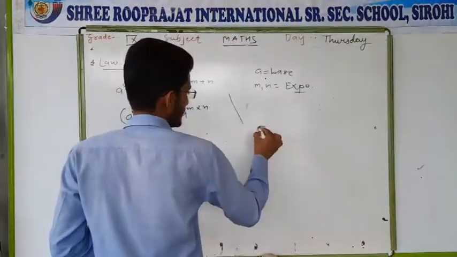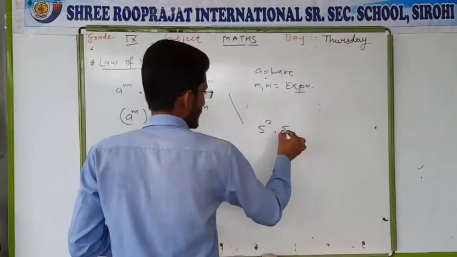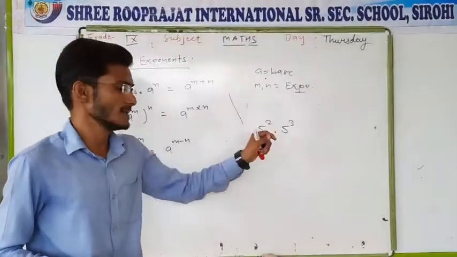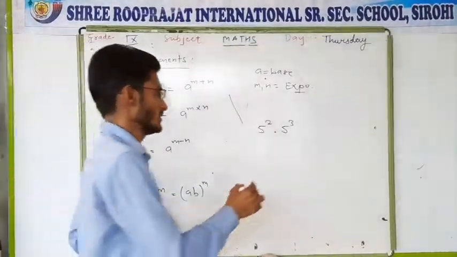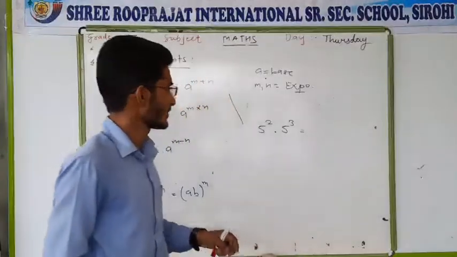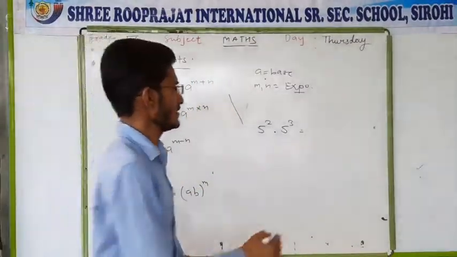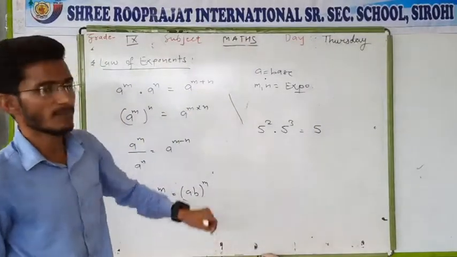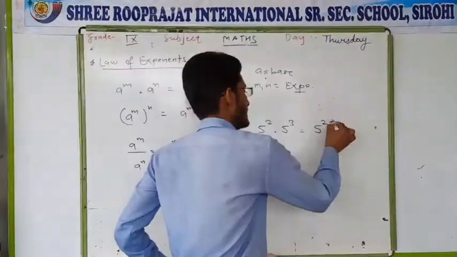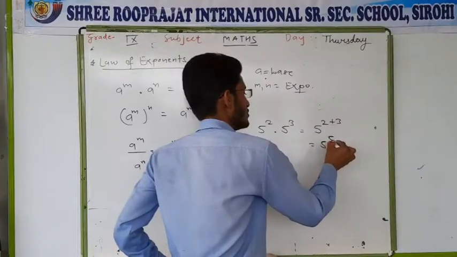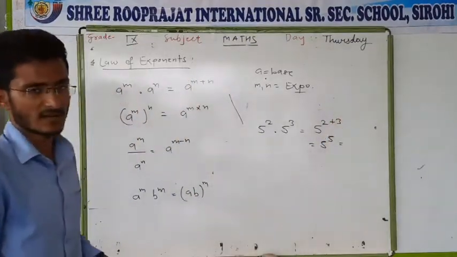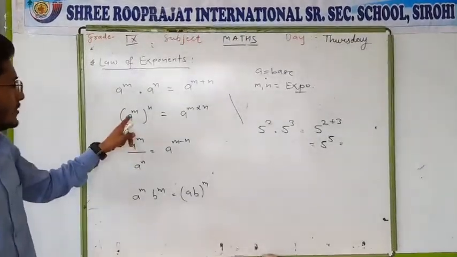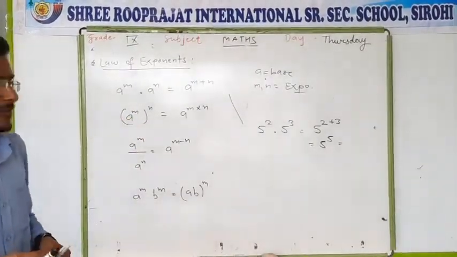Suppose there are two numbers, 5 to the power 2 and 5 to the power 3. Here you can see the powers are 2 and 3 but the bases are the same, 5 and 5. So simply by using the law or formula you can write the base will remain the same, 5, and you have to add just the powers, 2 and 3. So here you will get 5 to the power 5 and then you can find the answer, or you can simplify.